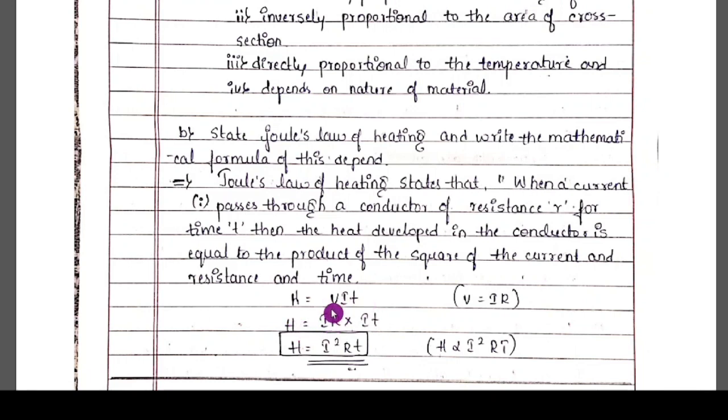That means H is equal to VIt. V, from Ohm's law, is I into R, so H is equal to I into R into I into t. So it becomes I square Rt. So H is equal to I square Rt. So H is directly proportional to I square R into t.